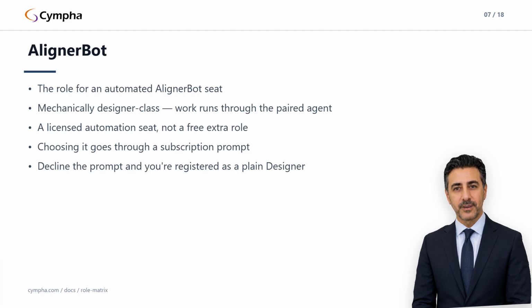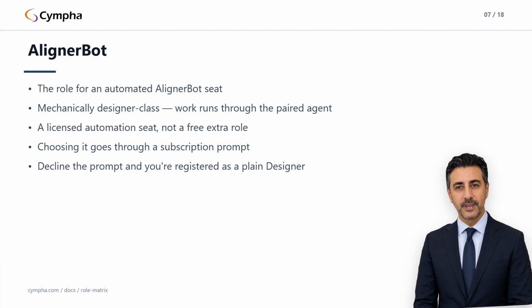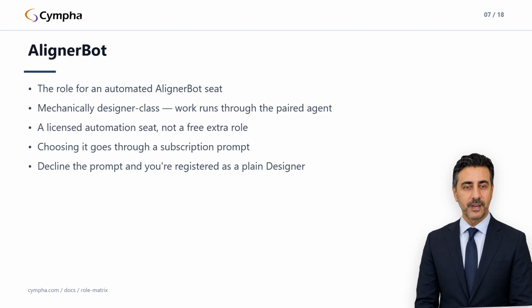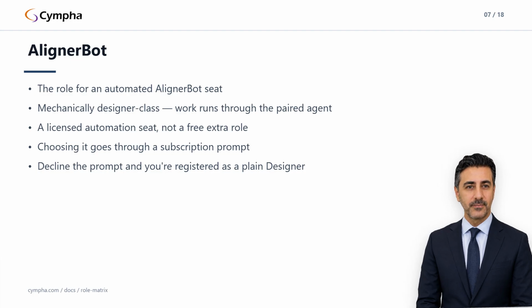The other thing to know is that it's a licensed automation seat, not simply another card on the role screen. Choosing AlignerBot at role selection goes through a subscription prompt, and if you decline that prompt, the account is registered as a plain designer instead. So if a team member reports that they picked AlignerBot but ended up a designer, that's what happened: they dismissed the subscription step. There's a separate lecture on setting up AlignerBot for a lab end-to-end if that's the path you're on.